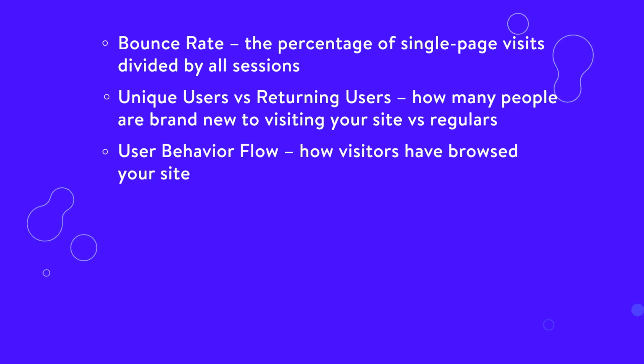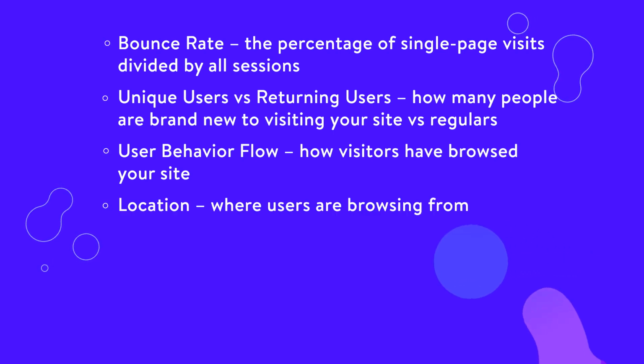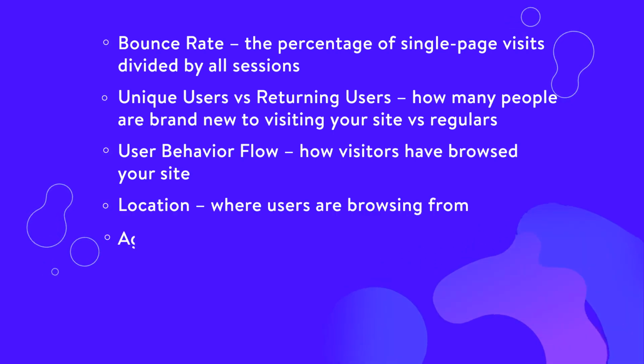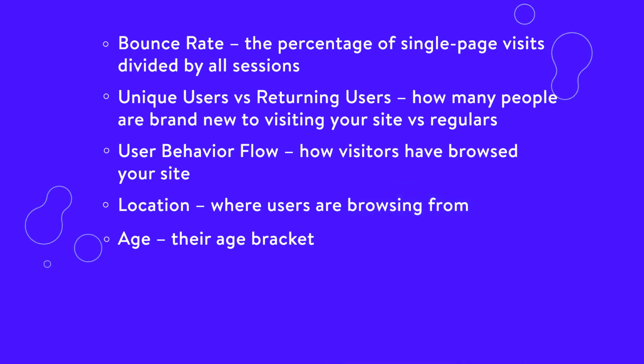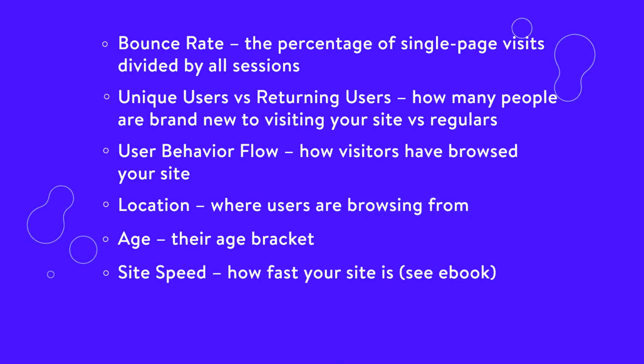User behavior flow, how visitors have browsed your site. Location, where users are browsing from. Age, their age bracket. And site speed, how fast your site is.